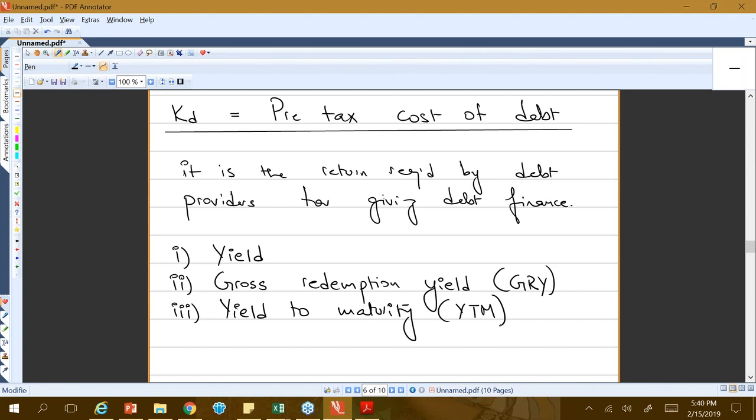yield to maturity. So what we are going to do in this area of debt valuation is discount the future cash flows of the debt. And now we know what the future cash flows are. We're going to discount them at this KD. So this is the discount rate. We discount them at this KD to find the market price of debt. And that is our aim in the market price of debt area.